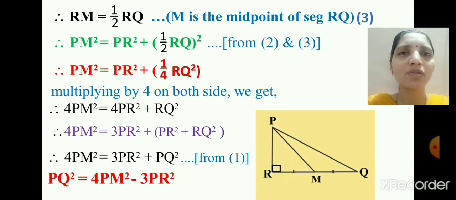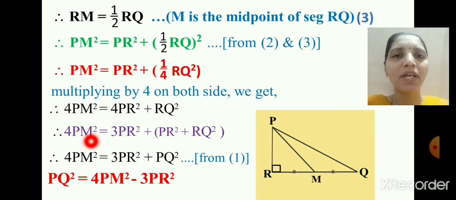Now let's find the square of this. PM square is equal to PR square plus 1 upon 4 RQ square. Now multiplying by 4 on both sides, we will get 4 PM square is equal to 4 PR square plus, now this denominator 4 and multiplied by 4, that 4 will get cancelled. So you will get here RQ square. Now 4 PR square, you can write 3 PR square plus PR square. So that way we are going to write here 4 PM square is equal to 3 PR square plus PR square plus RQ square.